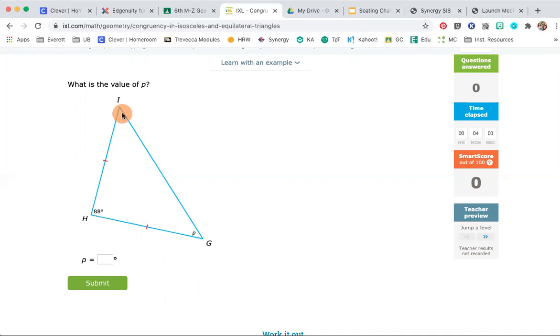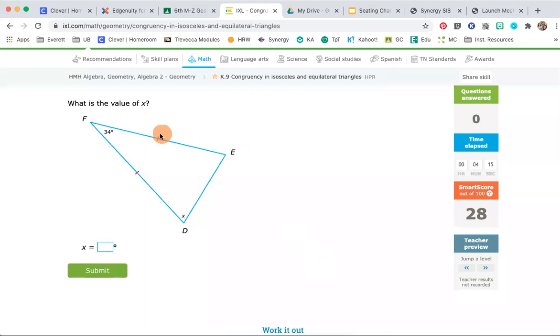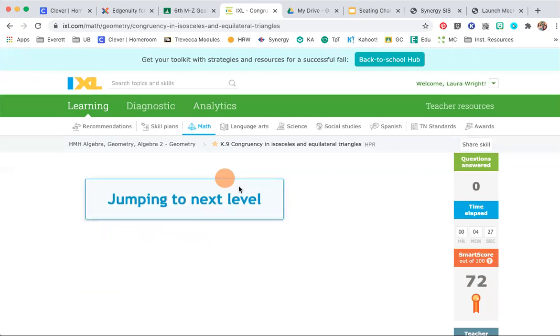So what you'll set up is P plus another P plus 88 equals 180 degrees. On the next level, you once again have an isosceles triangle. So you need to know that your base angles D and E are congruent. So we'll put an X over here in this corner. X plus 34, once again, equals 180.